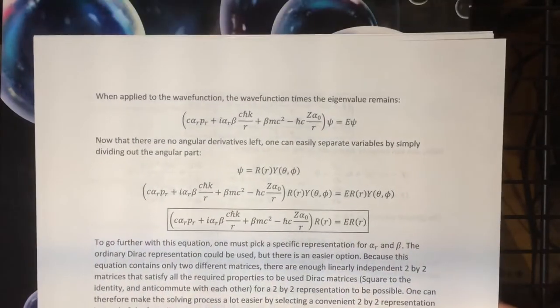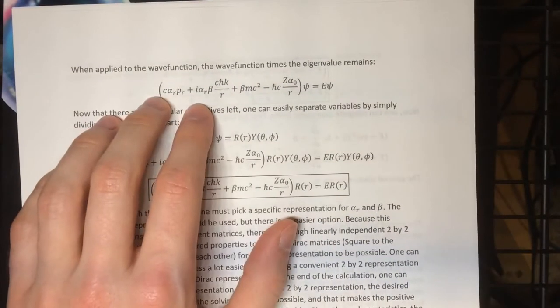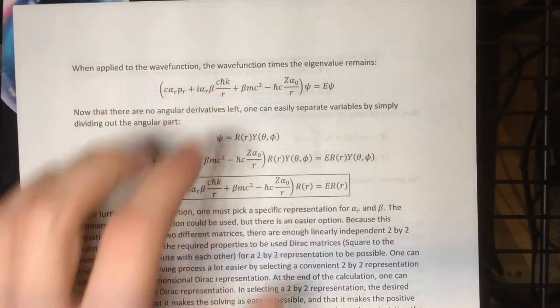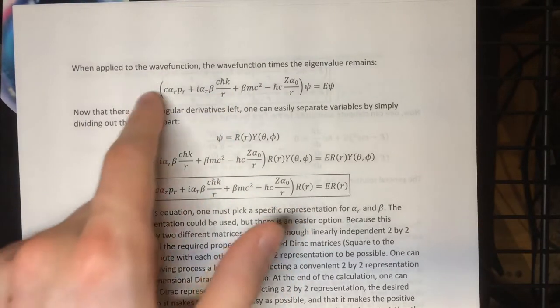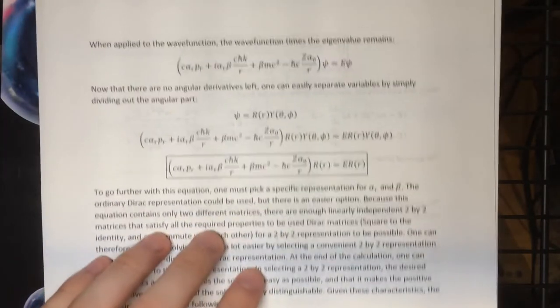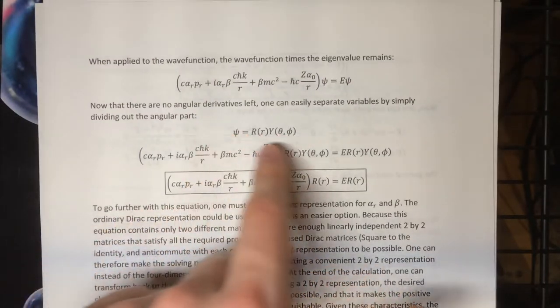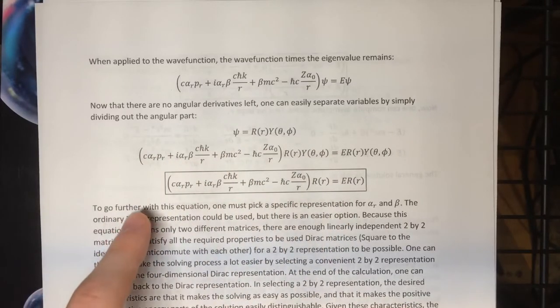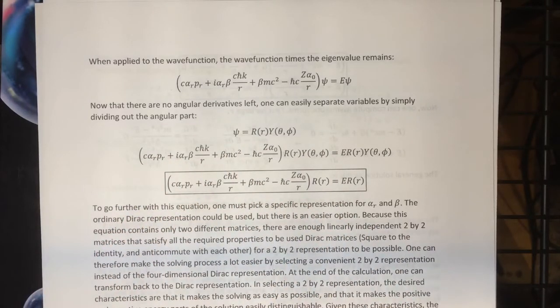And then we can just recognize that the k operator will apply to the wave function to give the eigenvalues. And then that gives us this. Now we can separate variables because there are no angular derivatives, so we postulate the wave function breaks up like that, and then that gives us our radial equation.